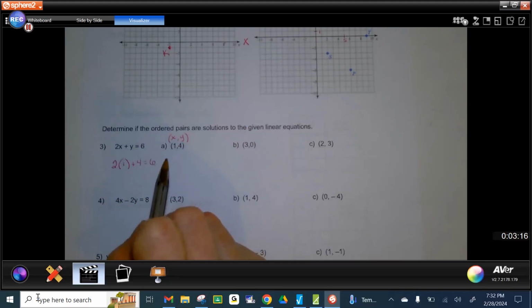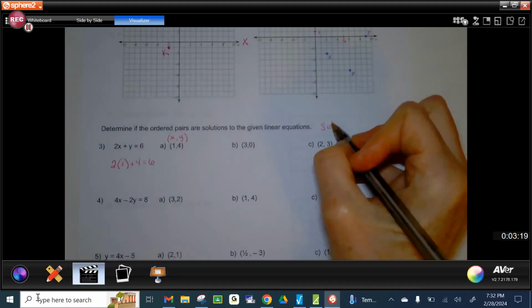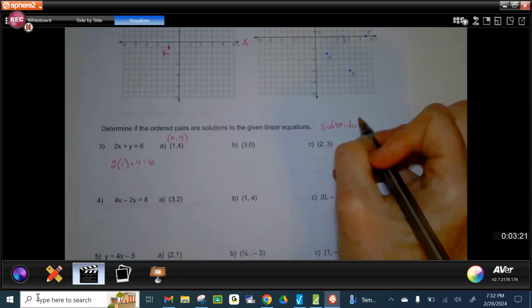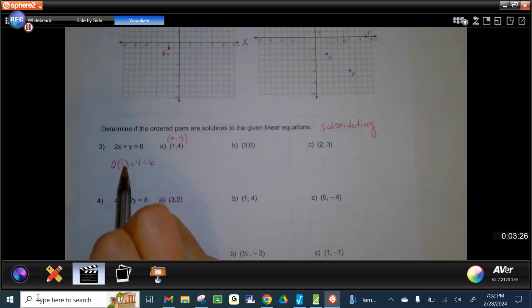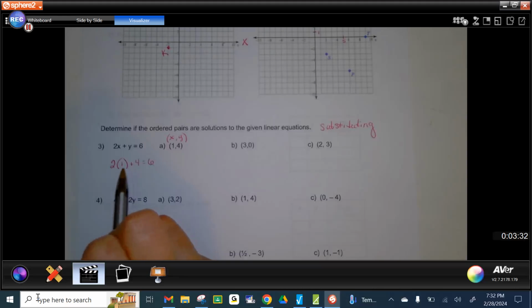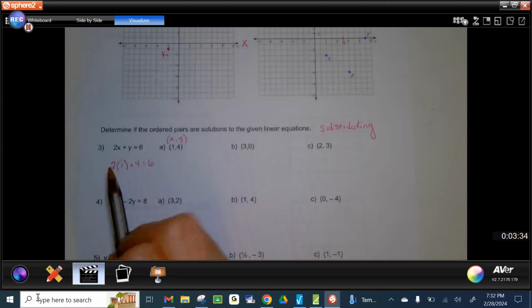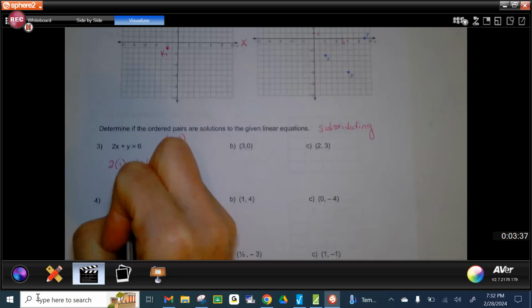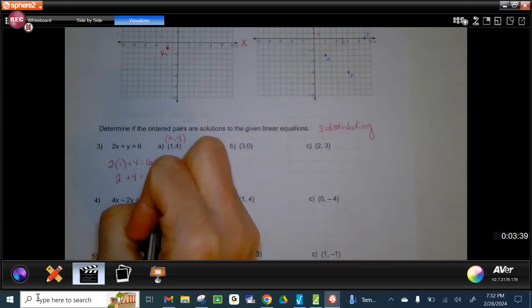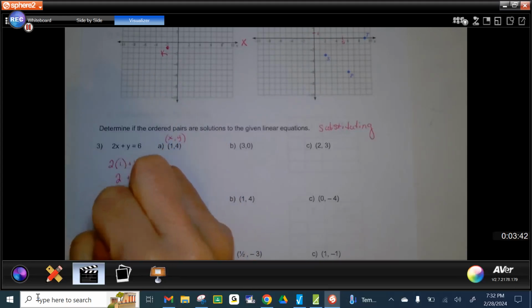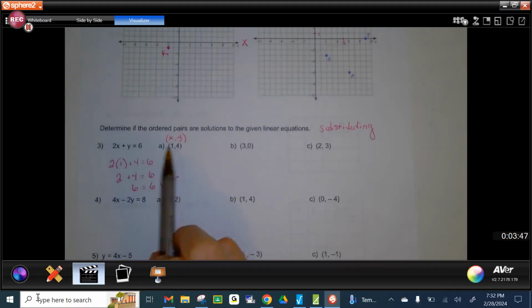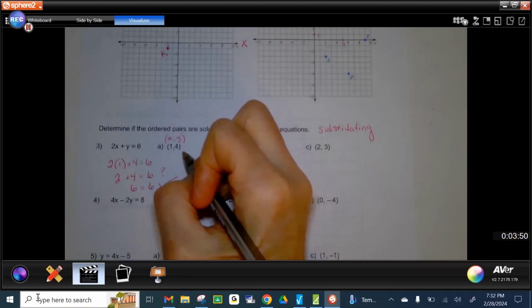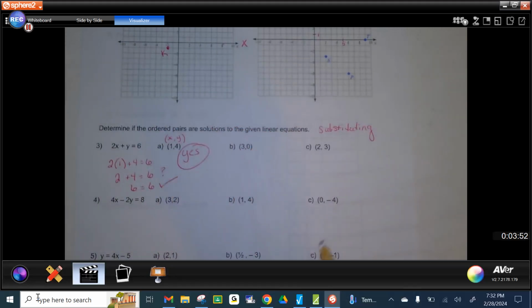So notice I'm substituting. Think of that as substitution. I'm substituting these values in for the variables. So 1 in for the x, 4 in for the y. Now I'm going to do this math and see if this side of the equation equals this side. So 2 times 1 is 2, plus 4. Does that equal 6? Well, 2 plus 4 is 6. So yes, the left side equals the right side. So when I put these values in, I get a true statement. This is true. So yes, this is a solution.